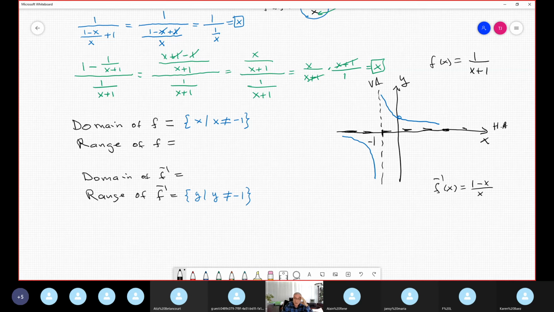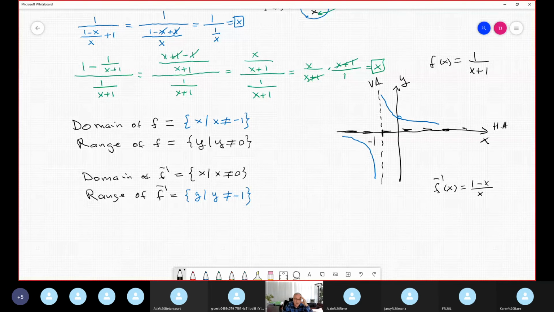So it is obvious that the restriction is at 0. So the domain of the inverse is x such that x not equal to 0, because division by 0 is undefined, and this is exactly the range of the original. And it makes sense, because this is the horizontal asymptote, and the curve never touches it, so the value 0 is totally illegal for the original function. This is the original, and this is the inverse function.